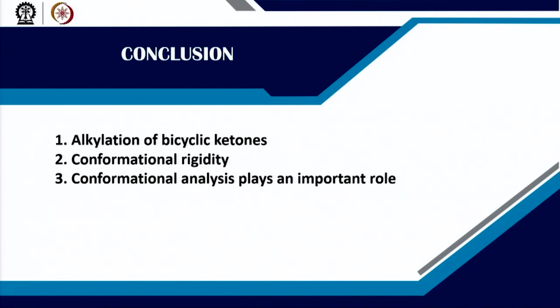So, as a concluding remark, we can say that in today's class we have mainly covered alkylation of several bicyclic ketones as well as a few polycyclic systems. We talked about the conformational rigidity, which plays a very important role. The more rigid the conformation is, the more it has a certain conformational bias, and then you need to know the ground state conformational behavior of those starting materials or precursors, which plays a very important role.